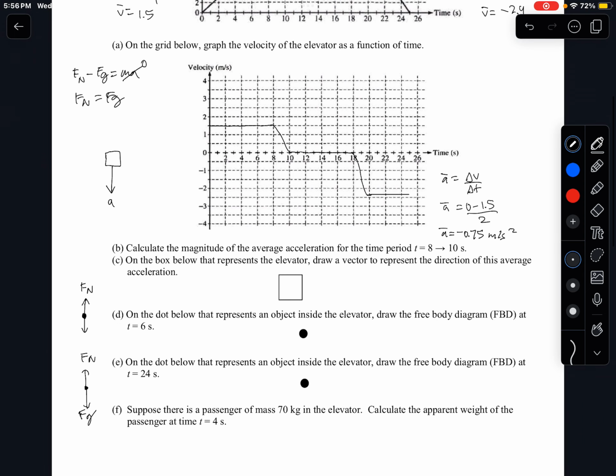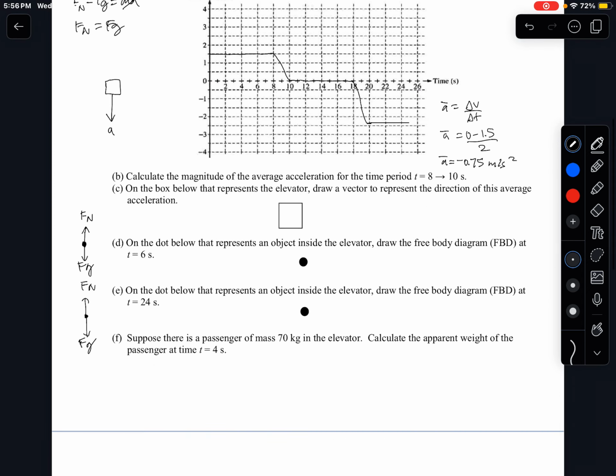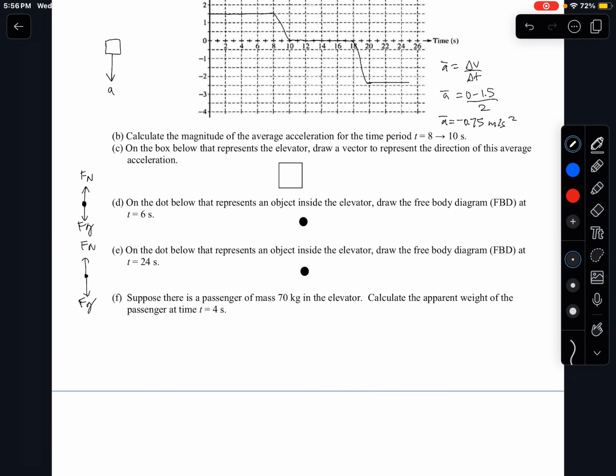Okay. And I know these are correct because at 6, it's moving at a constant velocity, so there's no acceleration. So that's why Fn is going to equal Fg, and same with at 24. There's no acceleration because velocity is constant, so that's why Fn is going to equal Fg.